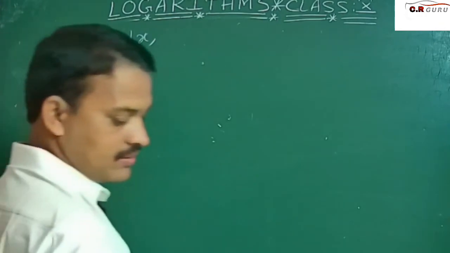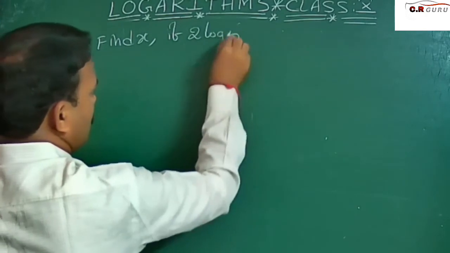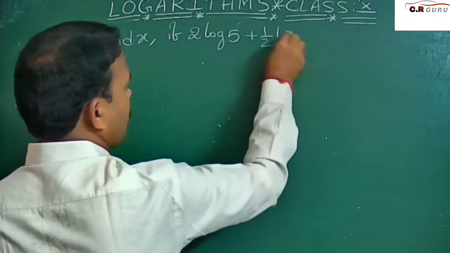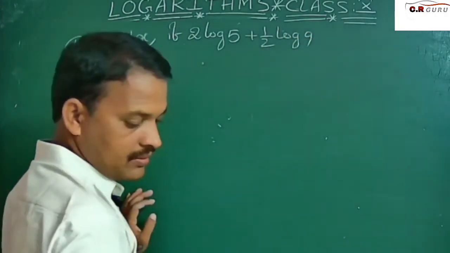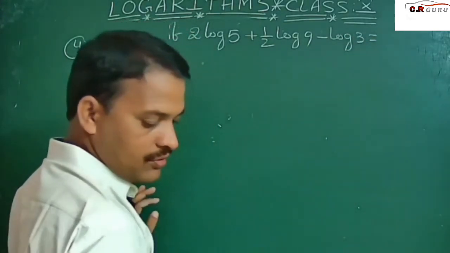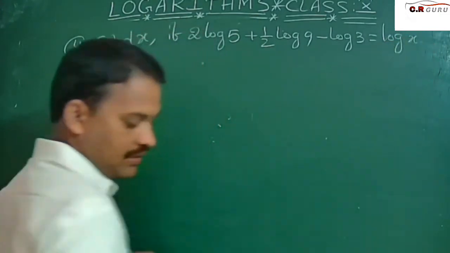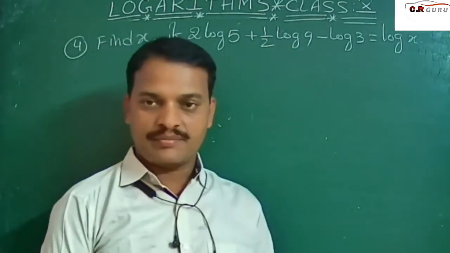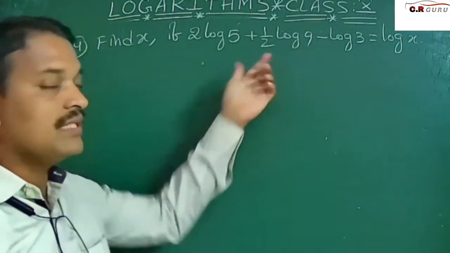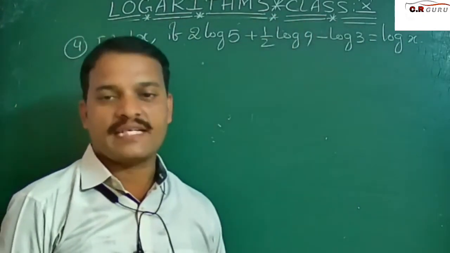Find x if 2 log 5 plus 1 by 2 log 9 minus log 3 is equal to log x. So you need to find out the value of x. Means in this LHS, this expanded form is converted into a single logarithm, then equal to log x, then you will get the x value. Very simple.